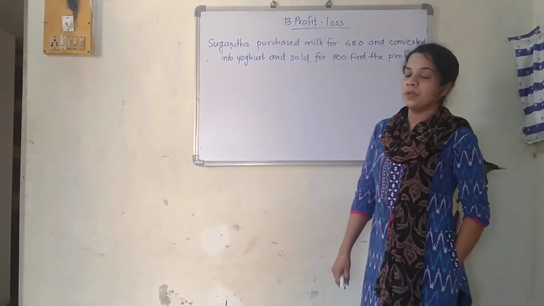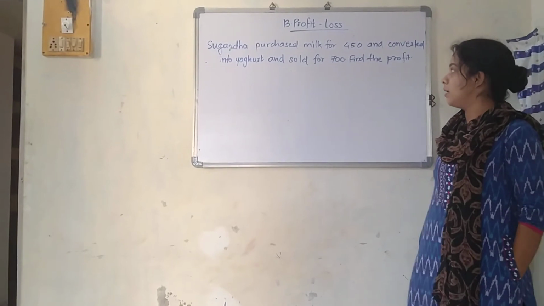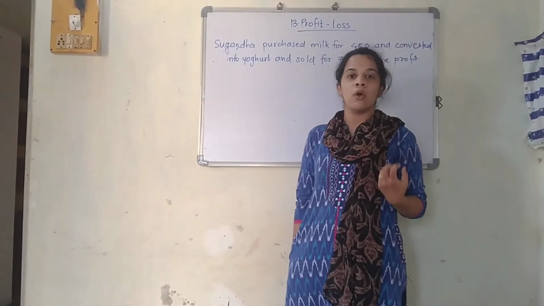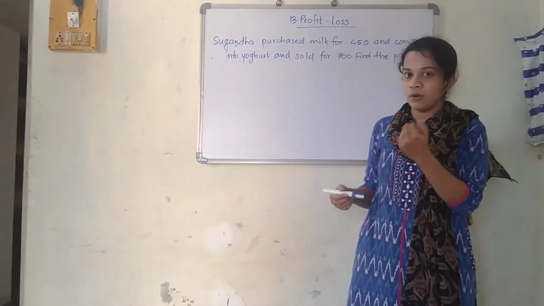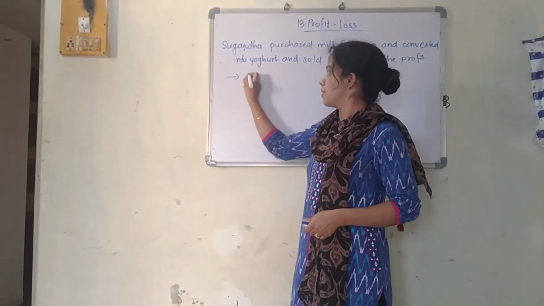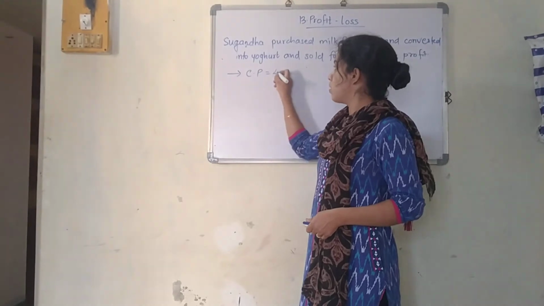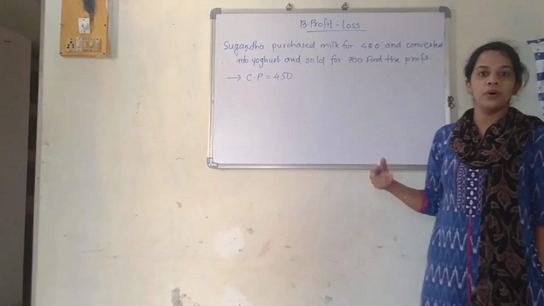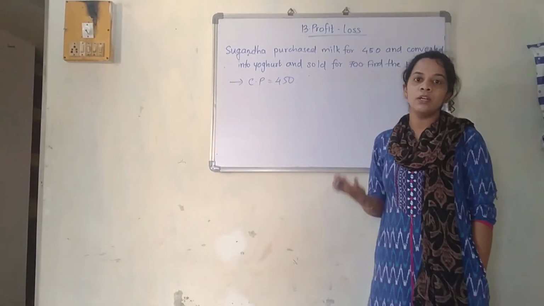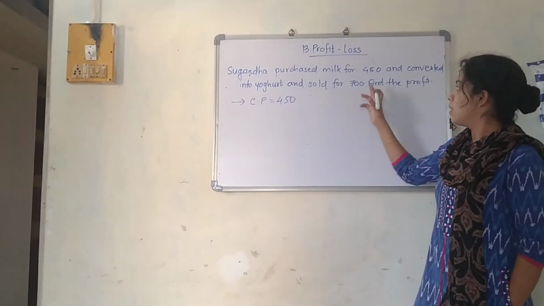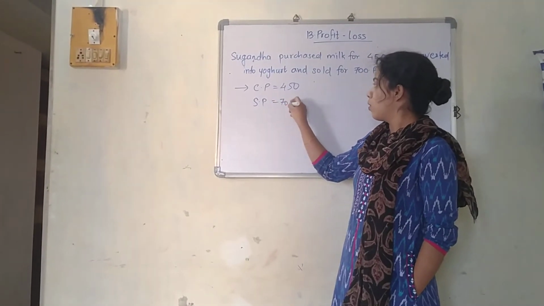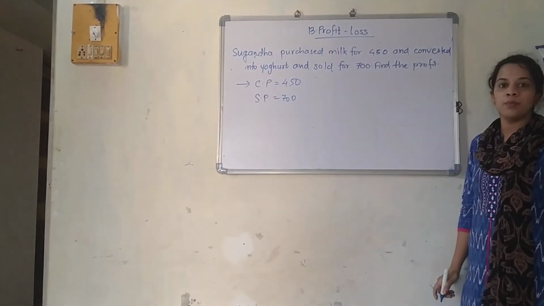Now you can see over here, Sugandha purchased milk for 450. She bought that milk from the shopkeeper, so that is the cost price. Cost price is 450. And she converted it into yogurt, yogurt means dahi, and sold it for 700. Sold means selling price is 700. So the question asked to you is, find the profit.